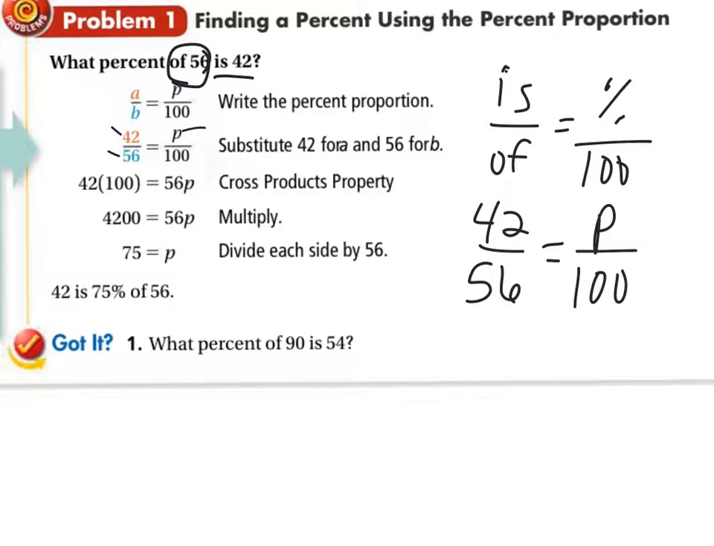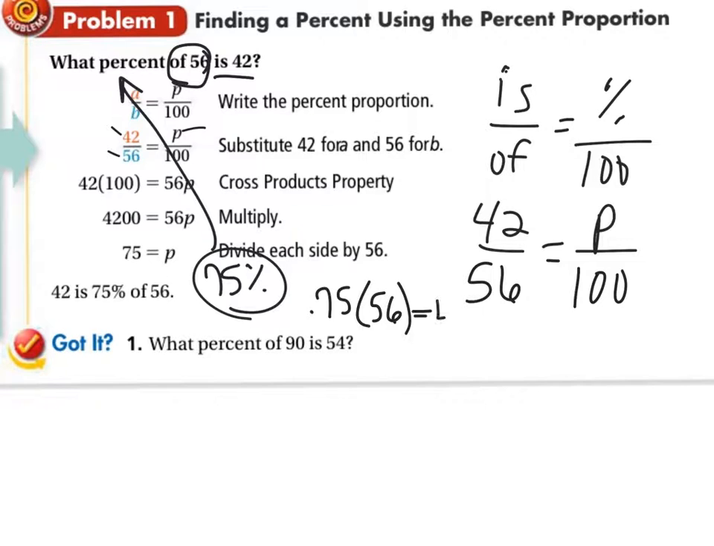And what we're saying, once we get our answer, 75%, if we put that back up in the problem, is that 75% of 56 is 42. Okay, 75%, so 3/4. That seems pretty reasonable. And to check that, you could change that percent to a decimal. So 0.75 times 56 should equal 42 if we did that correctly.